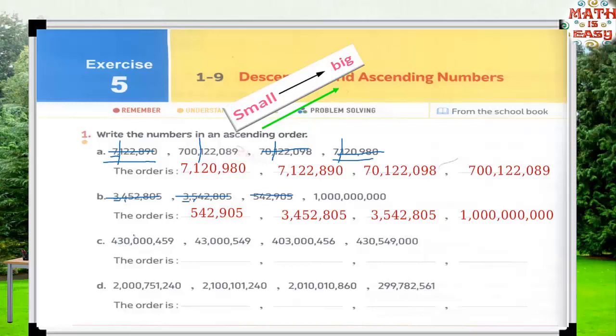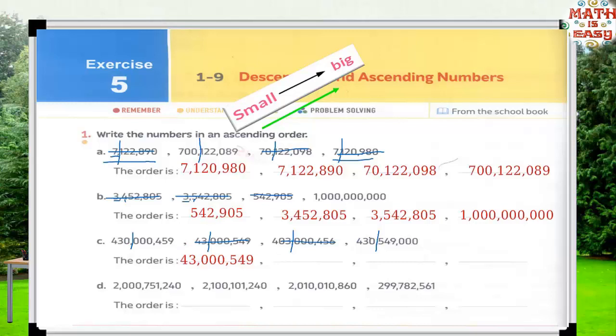Okay, now I will make it like this to compare quickly. Put a line at the first column. Here we have 430, 43, 403, 430. Which one is the smallest? This one. 43 is less than all, so this number is first. After that we have 430 and 403. 403 is smaller than 430, and 430 goes here.